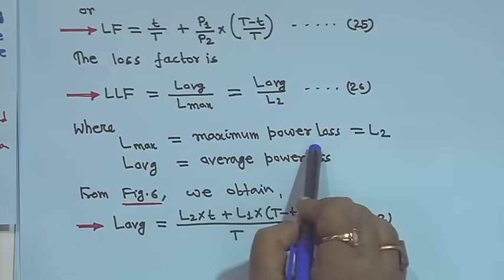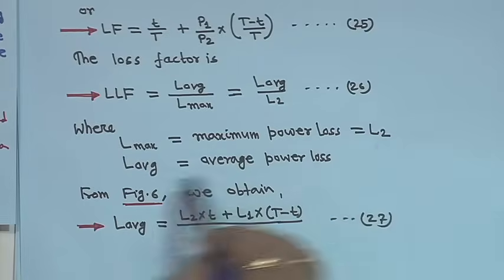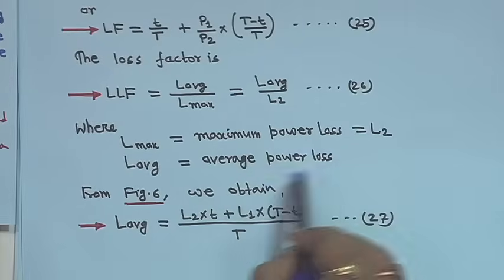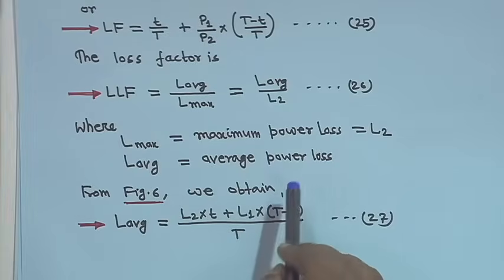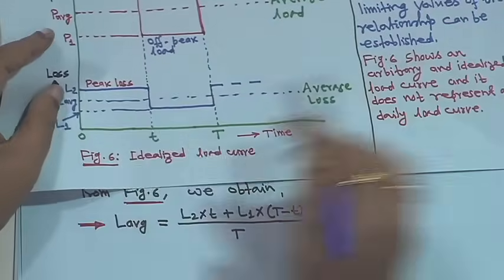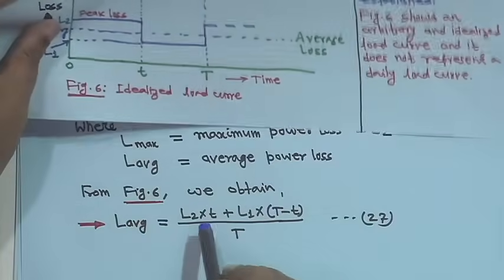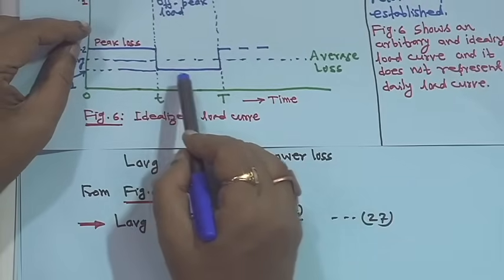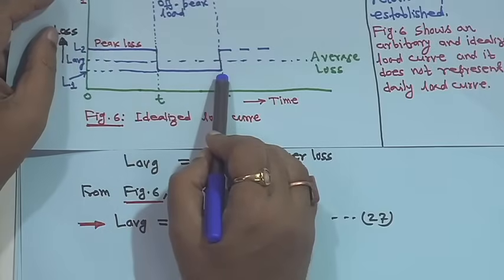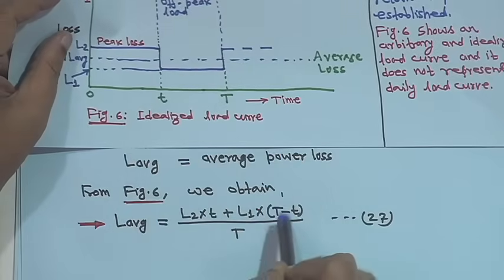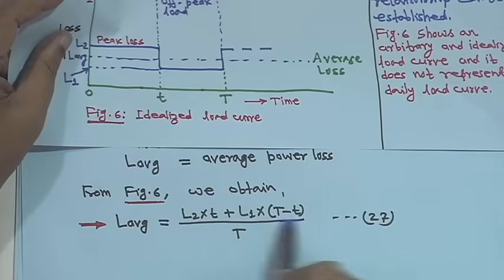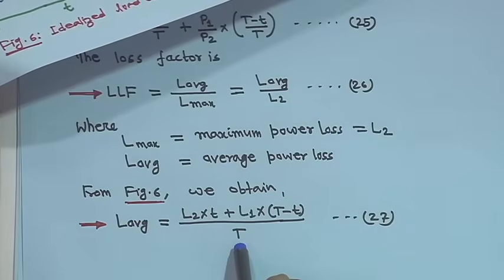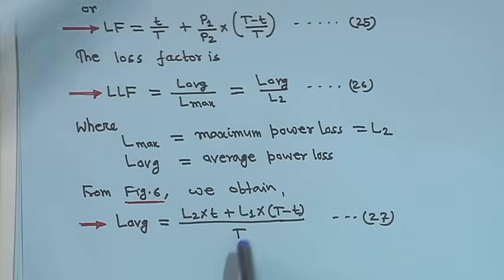L max is the maximum power loss, equal to L2, and L average is the average power loss. From figure 6, similarly we will obtain the same thing: the peak loss exists from 0 to t. So, L2 into t plus L1, the off peak power loss, into T minus t, divided by T. So, that is your L average, where the total duration is T. That is equation 27.